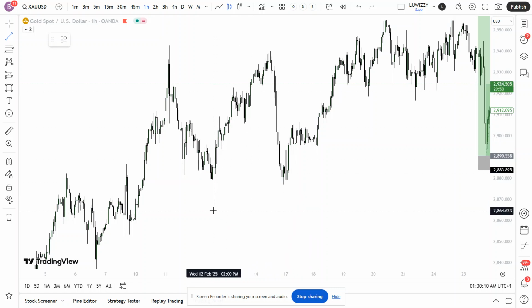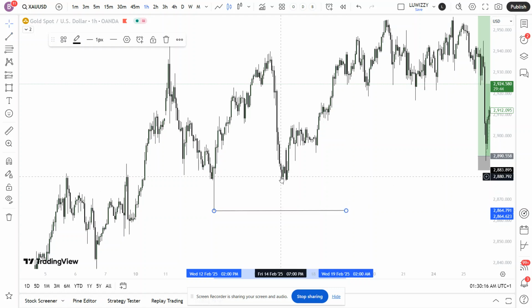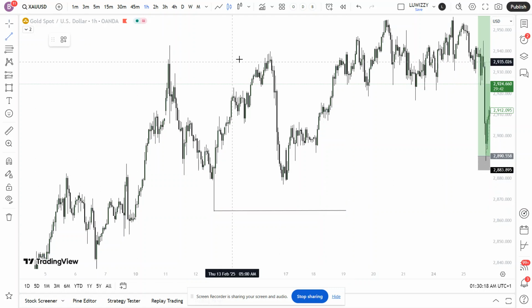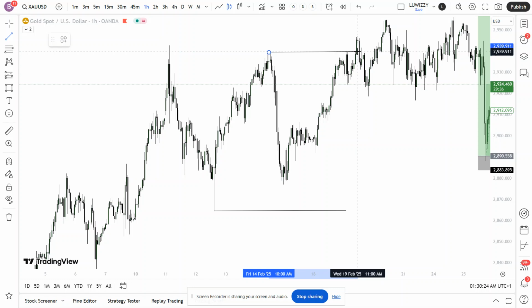Mark out your range. Just know your ranges, your range low and range high. This is your range low. You mark out your range low, then you mark out your range high. This is your range high. You mark out your range high, right?